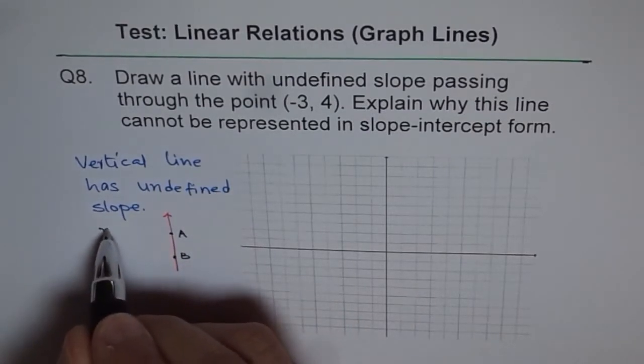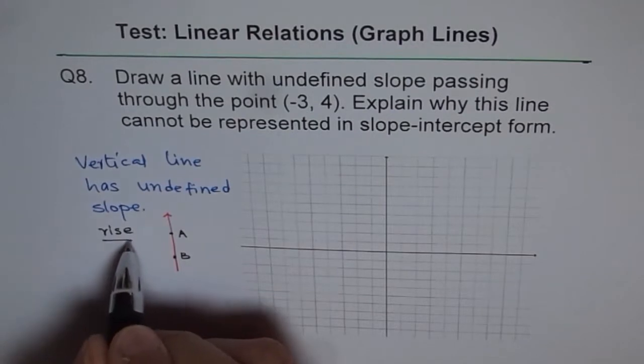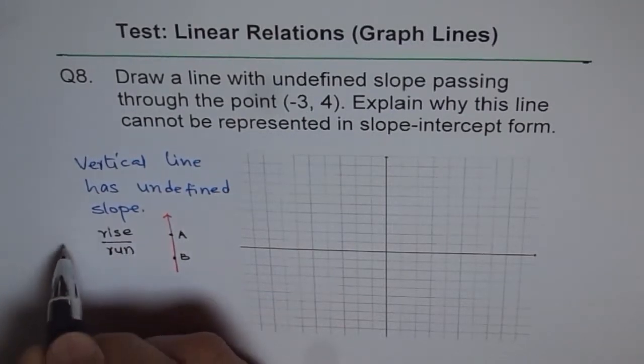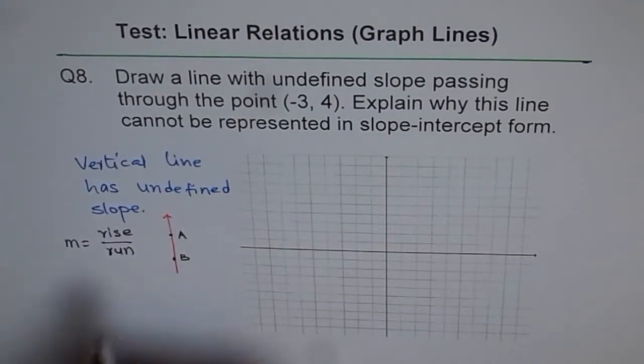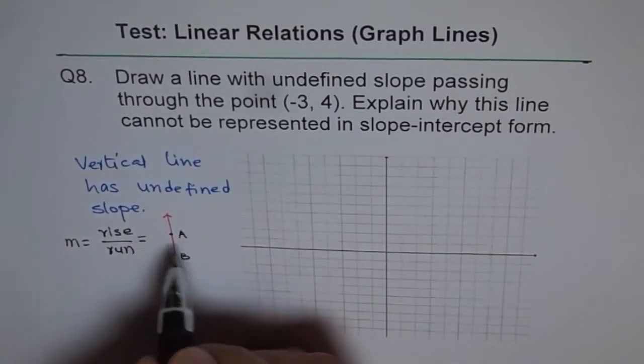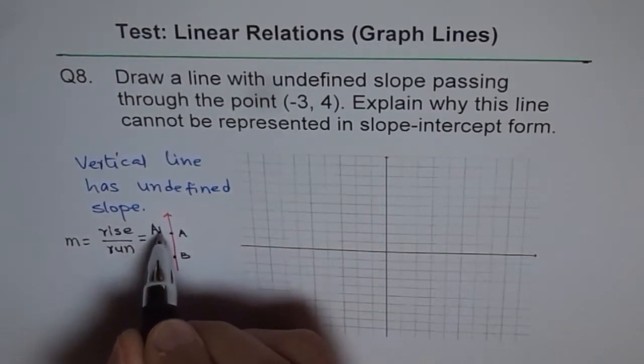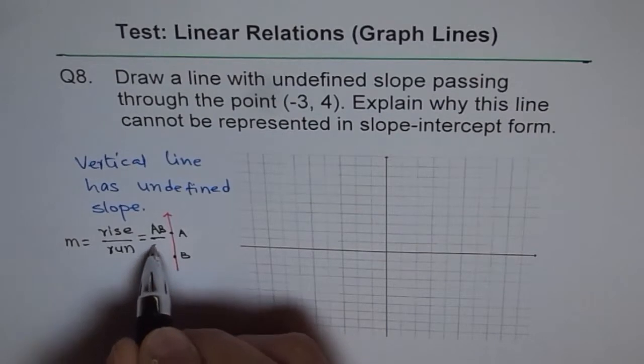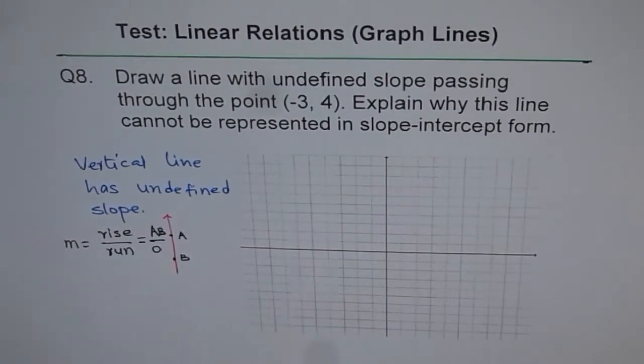So what do you get? You get rise over run, which is slope, right? Slope m equals rise over run. Now it is something which is AB here divided by 0. So anything divided by 0 is undefined. A vertical line has an undefined slope. Do you see that? So that is what we mean by undefined slope.